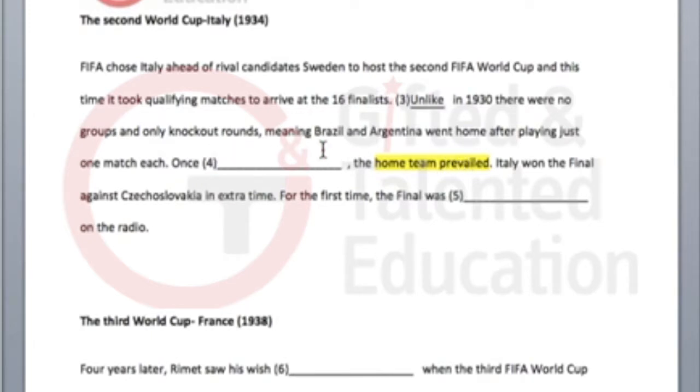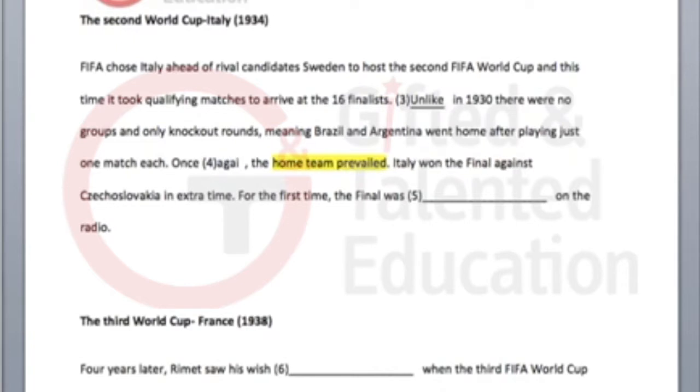In other words, over here, Italy was superior and they won. So once blank, the home team won. Italy won. It happened one more time. What is the word here? Once what? Okay, the first letter of the word starts with A. Right. For question 4, if you have guessed again, once again, you are correct. Well done. Now let's look at question 5.